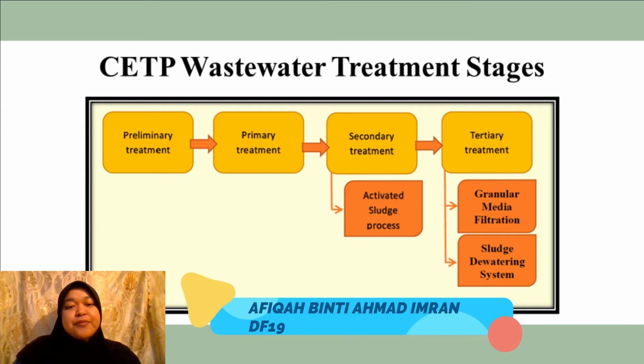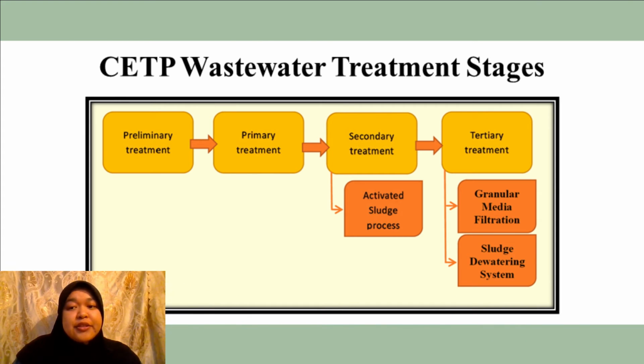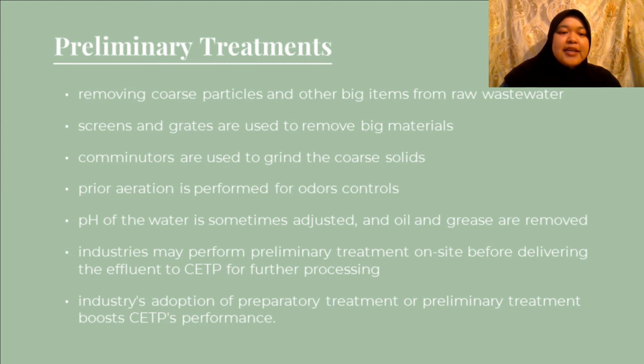Methodology. CETP wastewater treatment stages. Here we have preliminary treatment, primary treatment, secondary treatment, and tertiary treatment. Alright, first one, preliminary treatment. It removes coarse particles and other big items from raw wastewater. Screens and grates are used to remove big materials. Comminutors are used to grind the coarse solids. Preaeration is performed for odor control, and also the pH of water is sometimes adjusted, and oil and grease are removed. The adoption of preliminary treatment boosts CETP's performance.